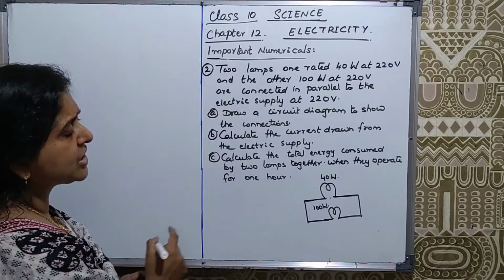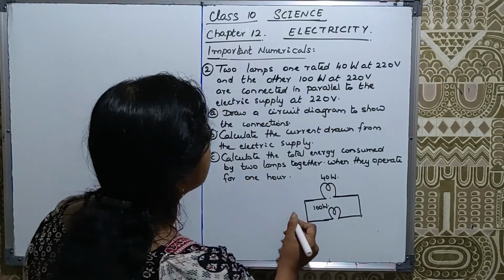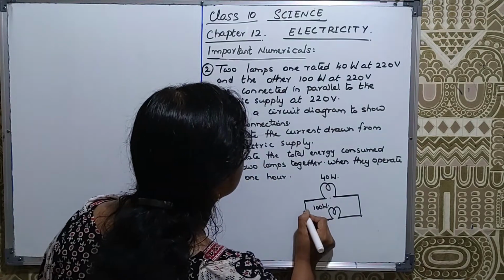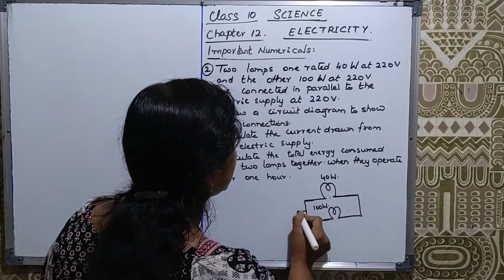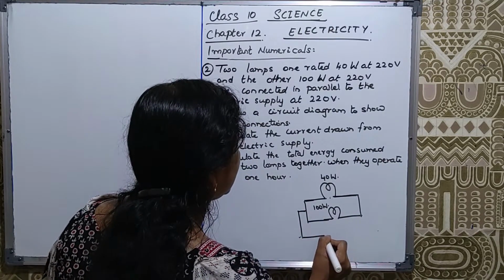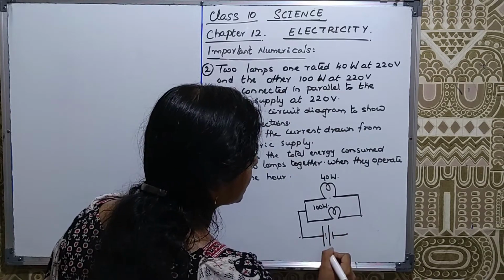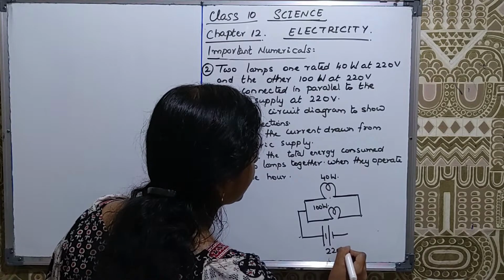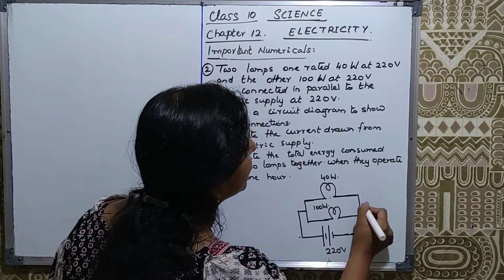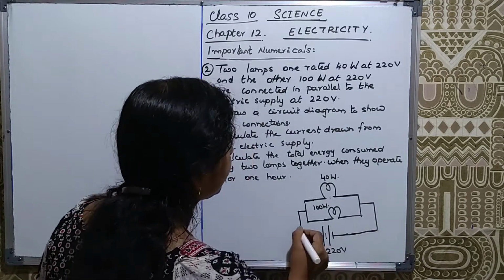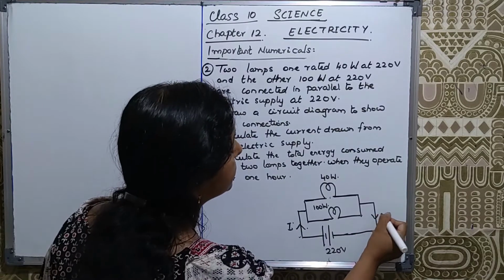Now both of them are connected in parallel. Parallel means one below the other, connected to the electric supply at 220 V. So the potential difference, the supply voltage, will be 220 V. If you want, you can provide a key, because we are completing the full circuit. Current I will flow through the circuit.